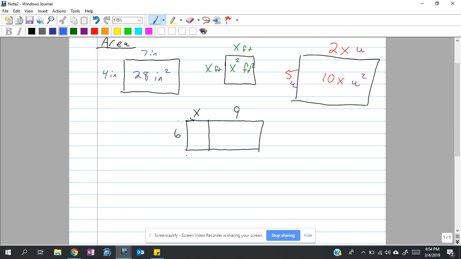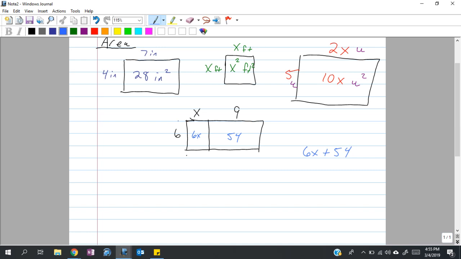Well, in order to do that, we can find the area of just the small ones. The area of this box right here would be 6 times x, which is 6x. But this box here, this side is 9, but the length is the same as what it is here, right? So 9 times 6 would be 54. So the area of the whole big thing would be the sum of this little box plus this box. So it would be 6x plus 54. That would be the area of that box there.